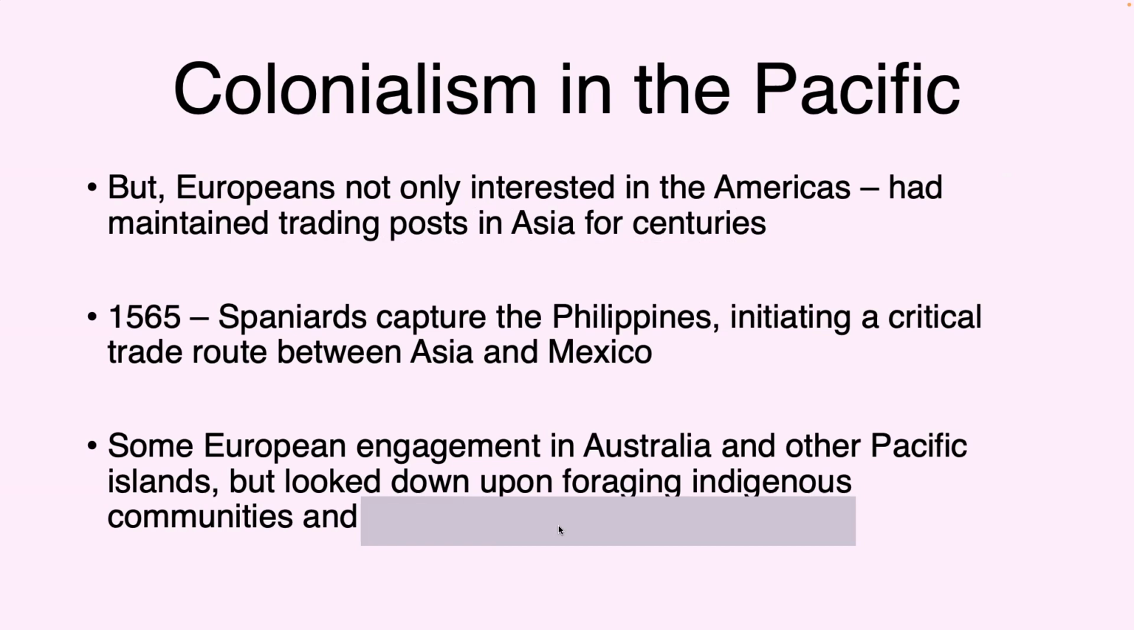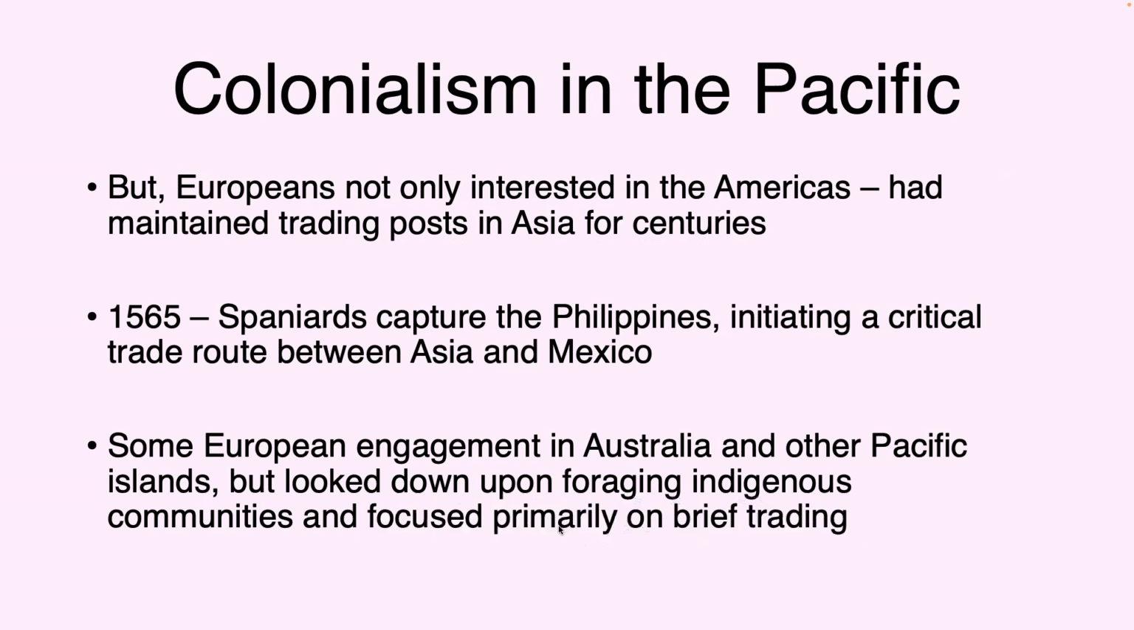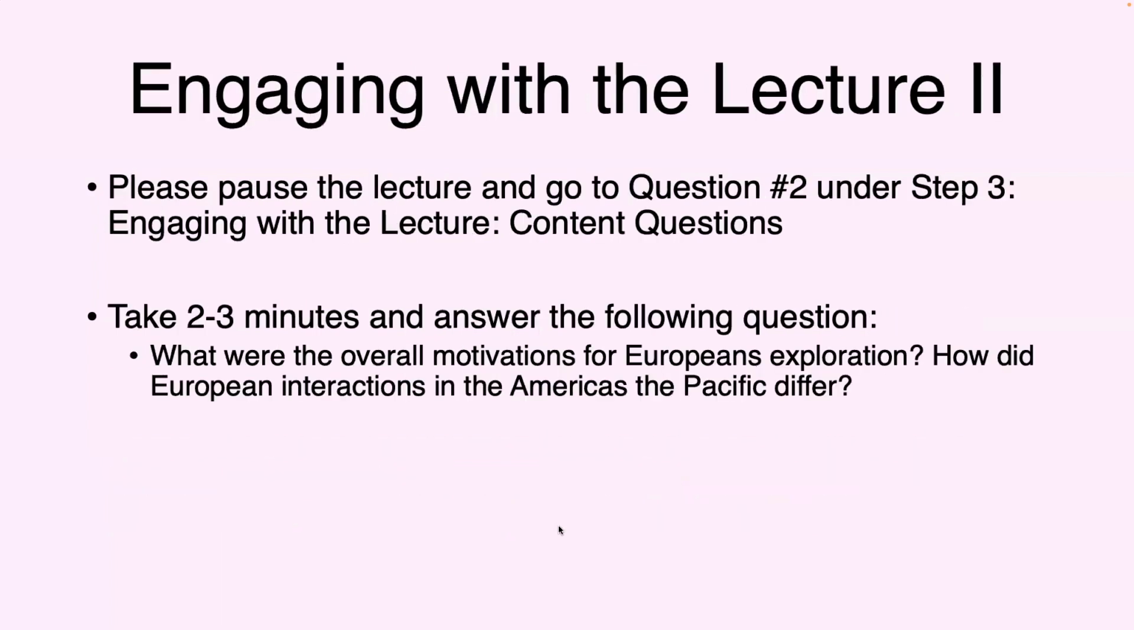Although there is some European engagement in Australia and other Pacific islands, European explorers often look down upon these territories because the indigenous communities are primarily foraging, and instead they decide to focus on brief trading, right? Whereas in the Americas, there were very well established indigenous communities, both in British North America and Mexico and Peru, as we have talked about.